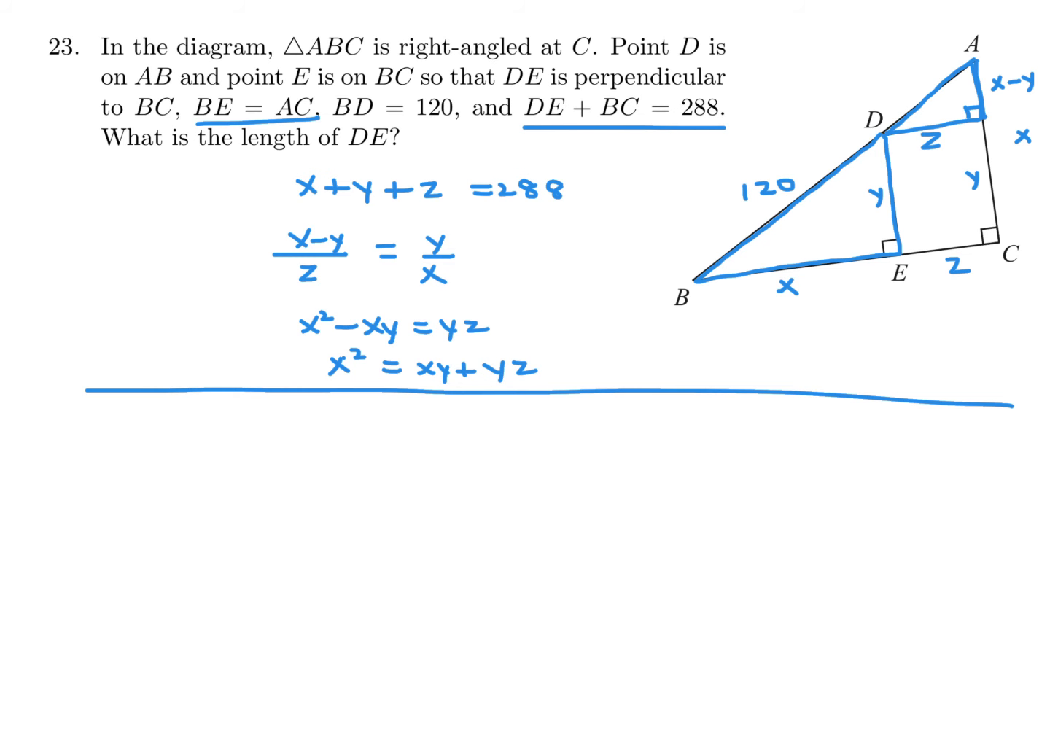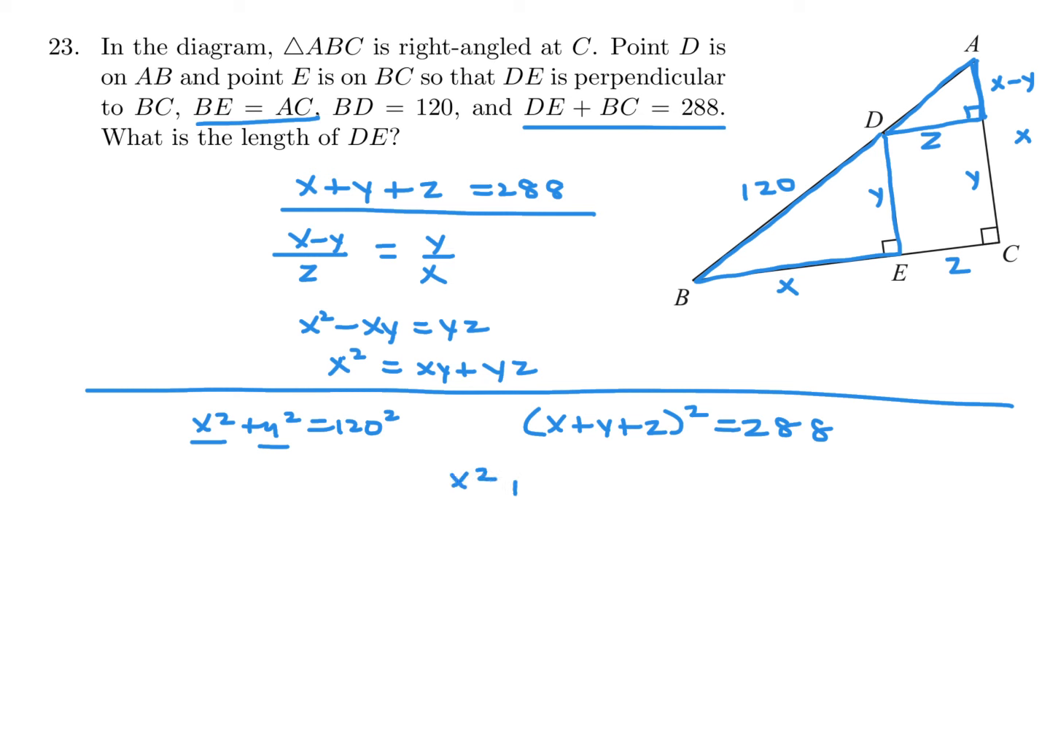So here we go. Using Pythagoras on triangle DBE, I'll get x squared plus y squared is equal to 120 squared. And then this equation I will square, x plus y plus z, squaring both sides. The reason I'm doing that is because I've got some squares there, so I've got to have some squares there as well. If you expand that, you get x squared plus 2xy plus 2yz plus 2xz plus y squared plus z squared, and that's 288 squared.